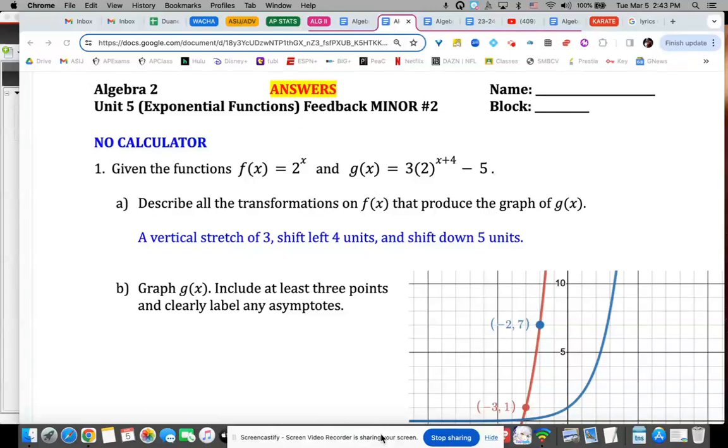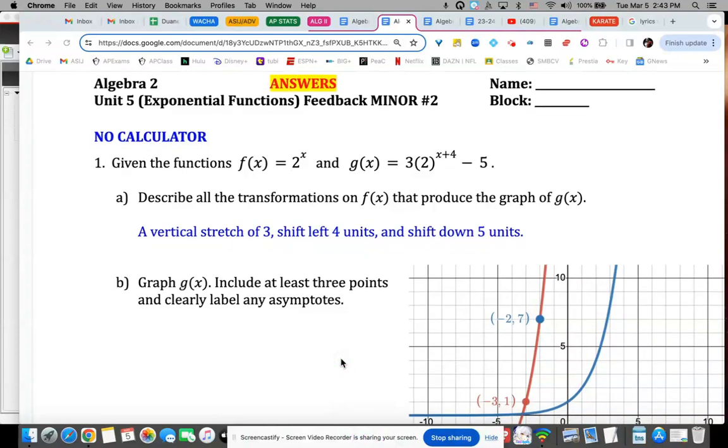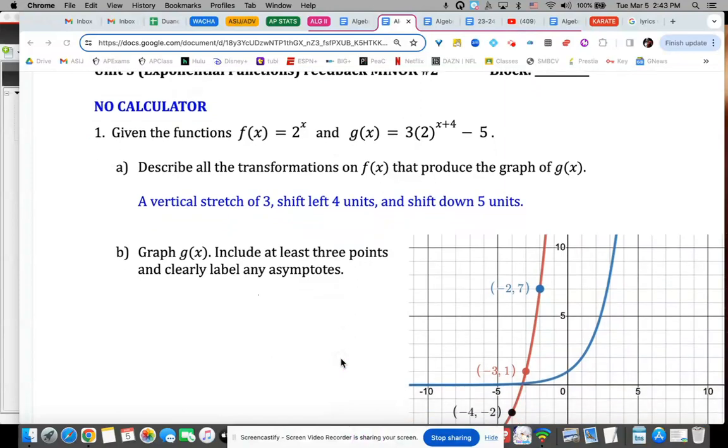This is the video on the feedback quiz, the second feedback quiz from the exponential functions unit, Unit 5. So this is a good resource for studying for the test. Make sure you take a good look at this one as well as the first minor quiz to make sure you understand everything before the test comes around.